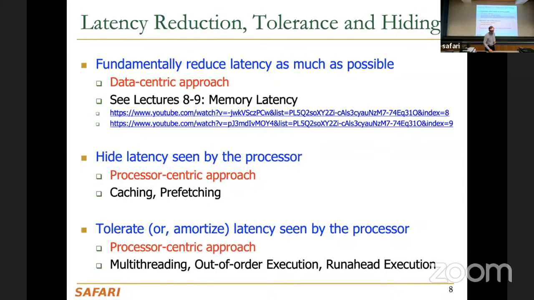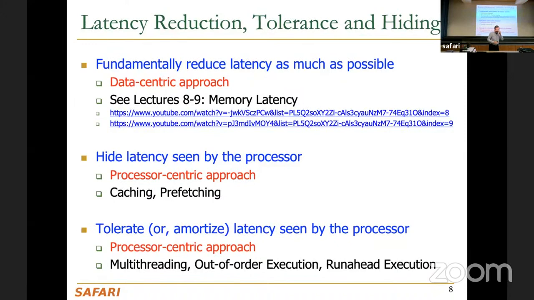And then there's another approach, which we've also seen actually. This is tolerating or amortizing the latency seen by the processor. It's again a processor-centric approach. Tolerating latency means that you have a long latency operation that's going on. You may not have reduced the latency using caching and prefetching, but you parallelize this long latency operation with many other long latency operations that you need. As a result, you wait only once for 10 operations, for example, or N operations, as opposed to waiting once for each operation. That's the idea. And this happens with multi-threading, out-of-order execution, and run-ahead execution, which we have covered briefly, and we'll cover more.